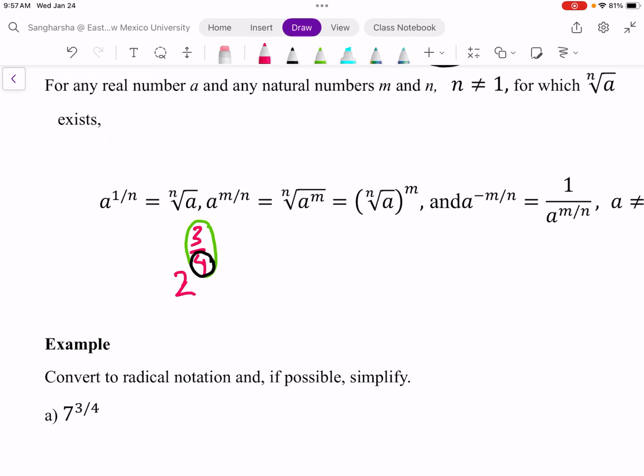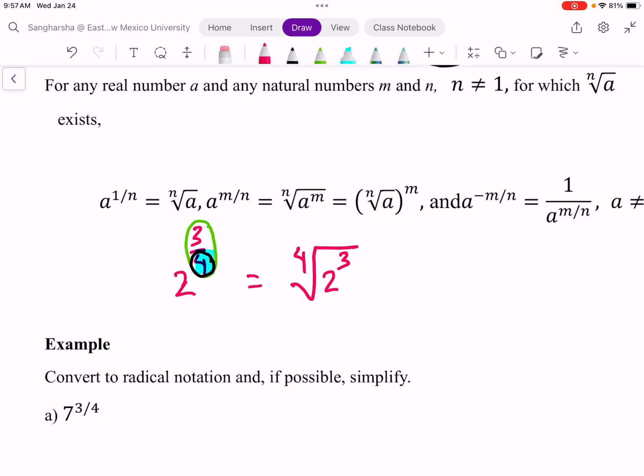Now we can rewrite 2 to the power 3 over 4 as this: the denominator is the index. So we are writing using a radical sign. We have the radical sign, the denominator 4 is the index, and whatever you have remaining is the radicand. 2 to the power 3 is the radicand. These two are the same thing.